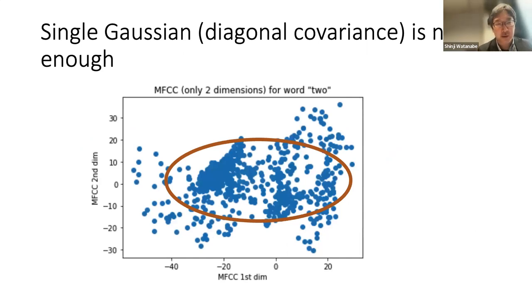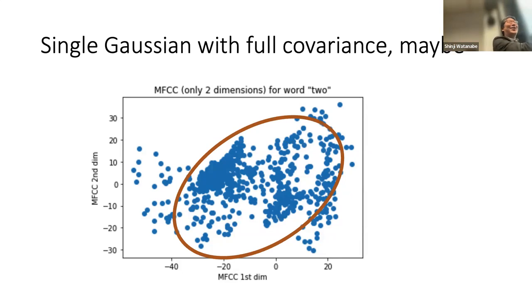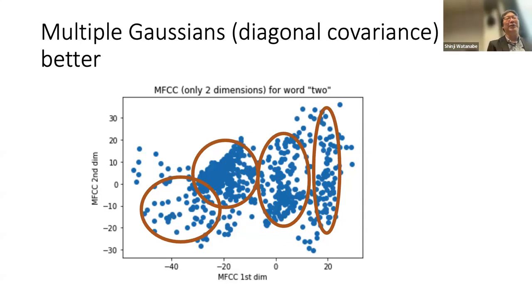For example, this is the actual distribution of the MFCC, but to make it easy to visualize, I only extracted the first and second dimensions. The original one is 10 dimensions, and a single Gaussian tries to fit it. I think it's not fit very well, right? With full covariance, since we can tilt it, it's actually not very bad. But in our actual problems, we often use multiple Gaussians with diagonal covariance. This is a way to efficiently model our data patterns.